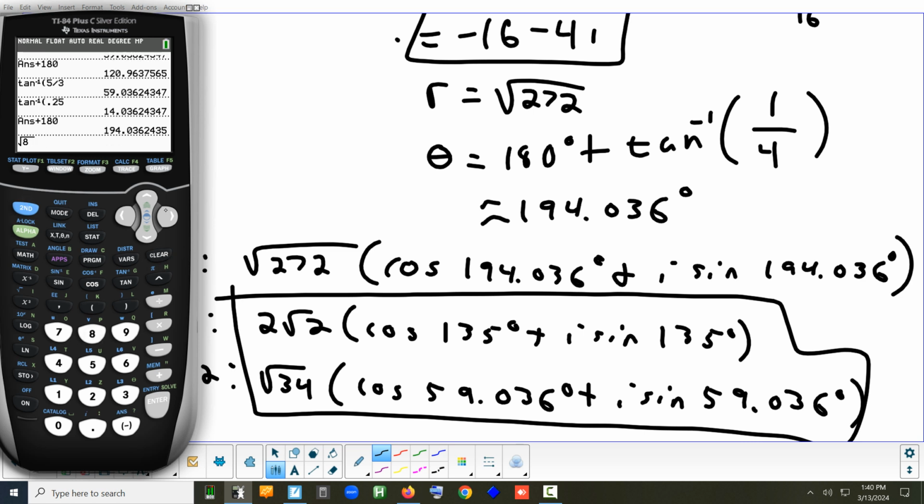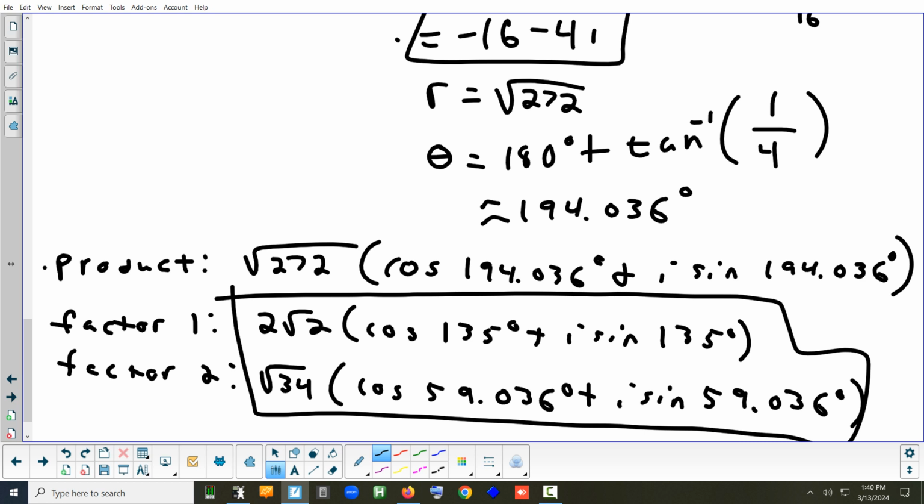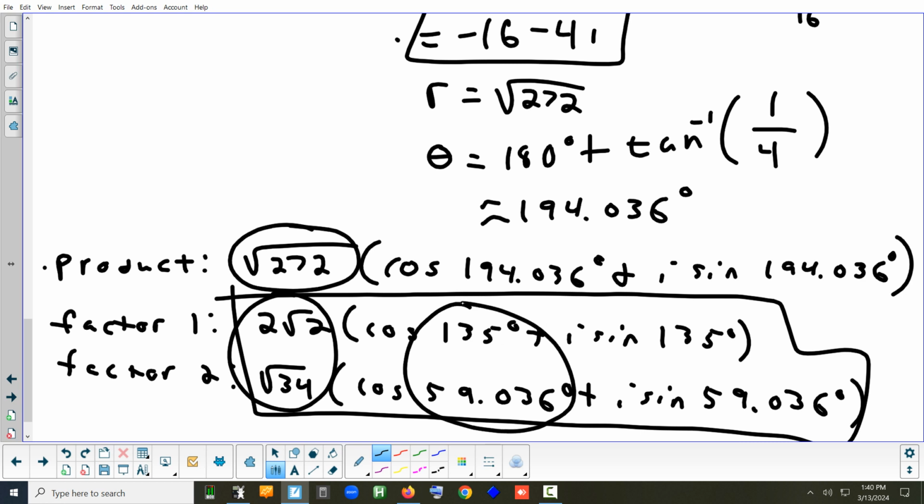Or, I don't want it to show it to me that way. Just do 8 times 34. It's 272. That's exactly what that number is right there, 272. So if you multiply these two together, you get that number. What could you do with these two angles to get that number? Add them, exactly.